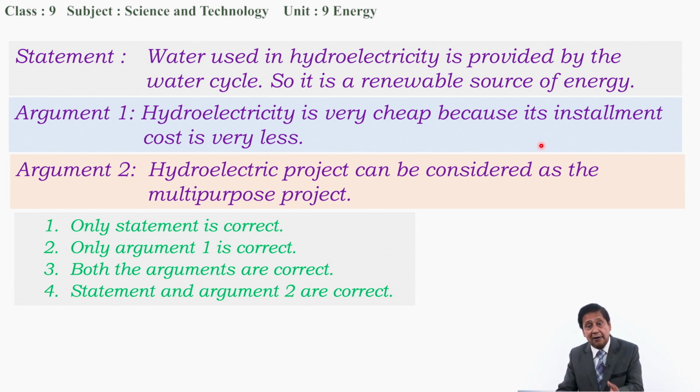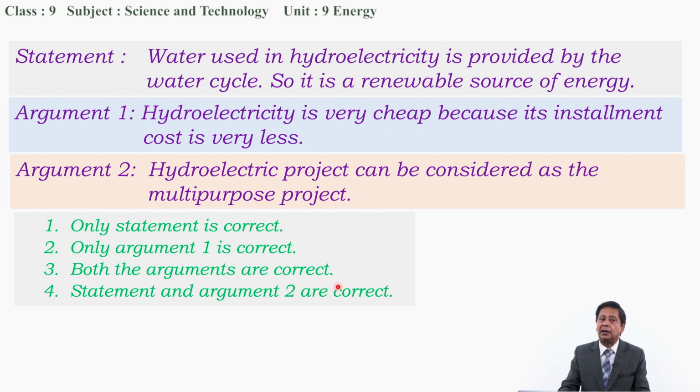That's why installment cost of hydroelectricity is more, but in the long run it becomes very cheap because we don't have to invest again and again. Once it is installed, then we have to maintain only. So this point is not correct. Installment cost is more, but in the long run, because we don't need to invest any money or any source of energy here, it becomes cheap. That's why argument 1 is not correct. So option number 2 is incorrect.